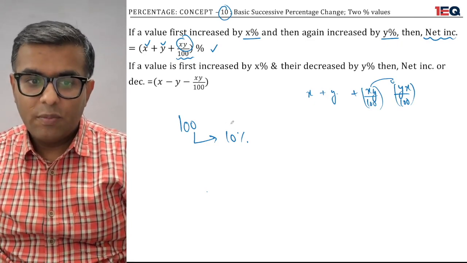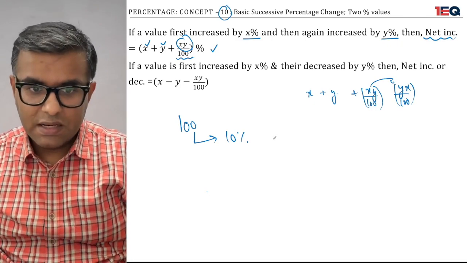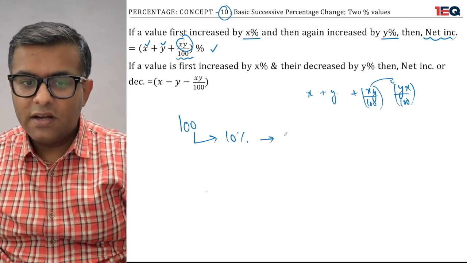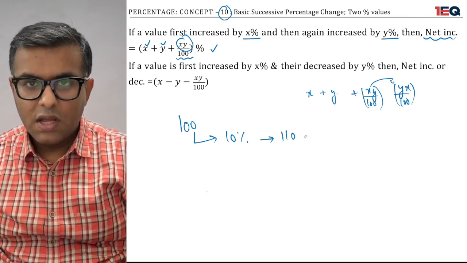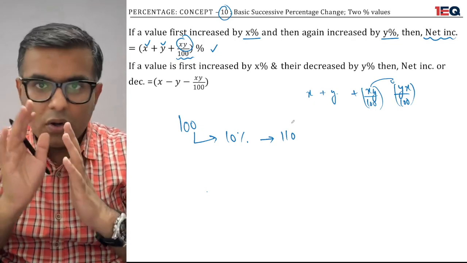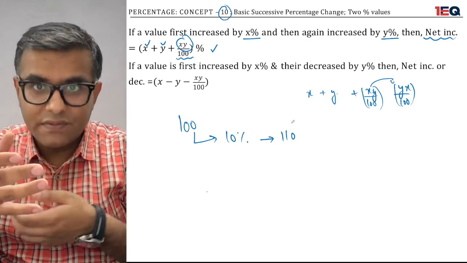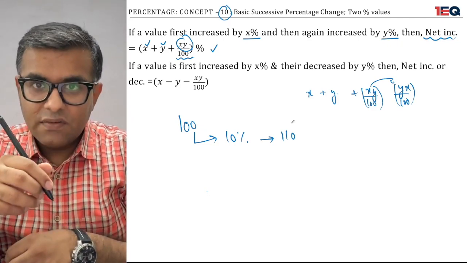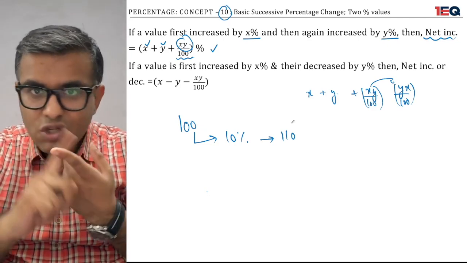The new value would be 10% of 100, which is 10, and add it back to 100 and it becomes 110. So this is the first change. This kind of change, you cannot call a successive change. This kind of change would be called just an initial change.